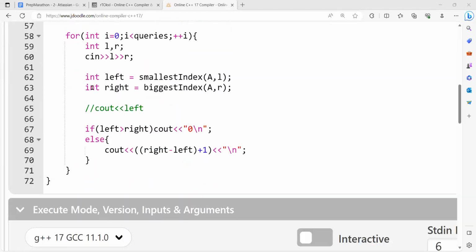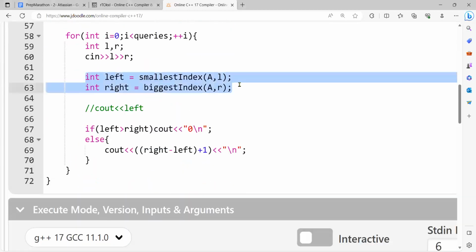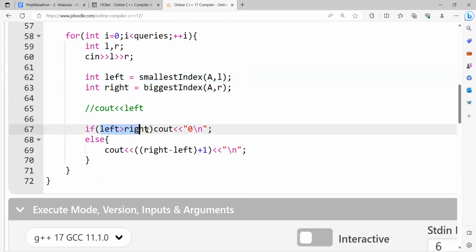Okay, so with the help of that, we can find the smallest and greatest indexes. Now, if left is greater than right, then it is an invalid range that we got. In that case, we have to print zero. Okay, so there can be cases when we have zero elements in the range. Okay, we'll see those cases also. And if it is a valid range, then the number of elements is right minus left plus one.